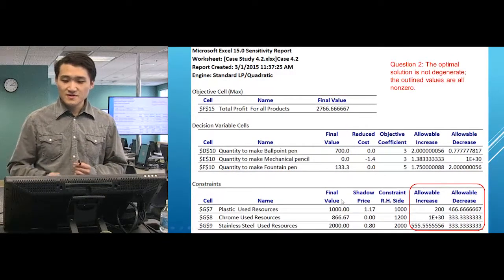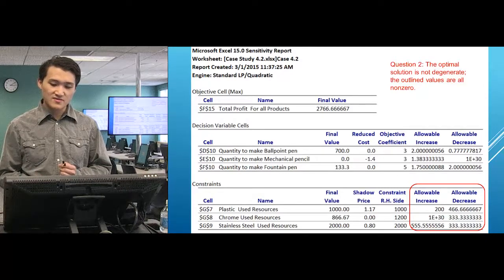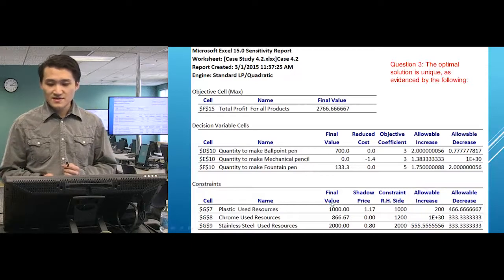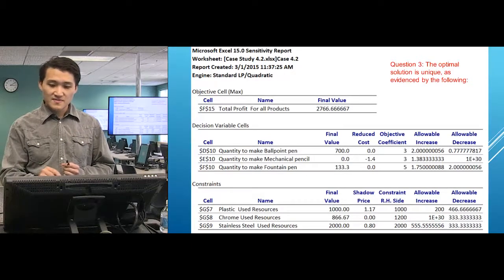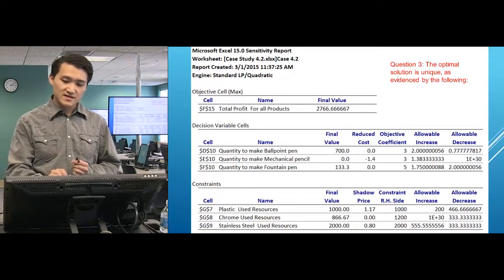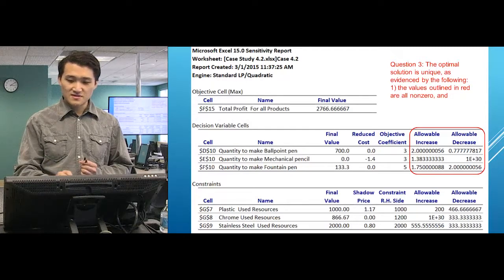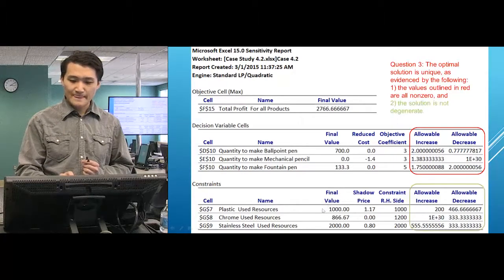And question 2, this optimal solution is not degenerate because the allowable increase and the allowable decrease are not 0. Question 3, the optimal solution is unique because the allowable increase and the allowable decrease for the decision variable cells are also not 0. So the solution is unique.